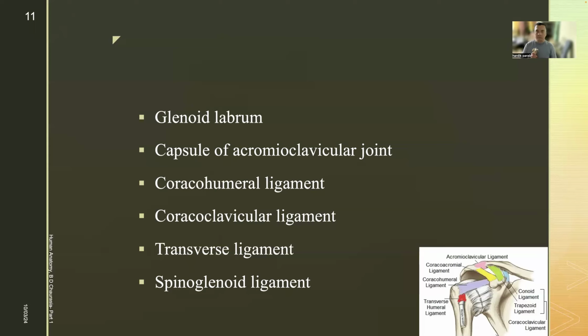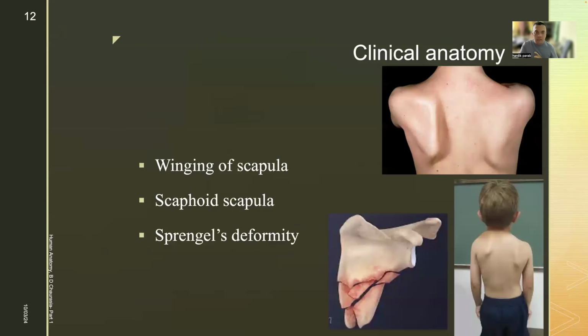So all these ligaments are present over this. The transverse ligament bridges across the suprascapular notch and converts it into the foramen. So over here you get a transverse ligament. And spinoglenoid ligament bridges the spinoglenoid notch. So you have spinoglenoid notch over here, and there you have the spinoglenoid ligament. So these are the important attachments seen on the scapula.